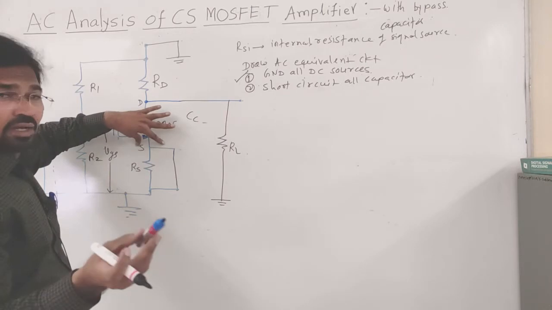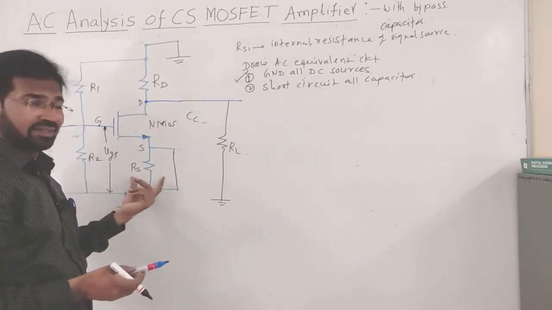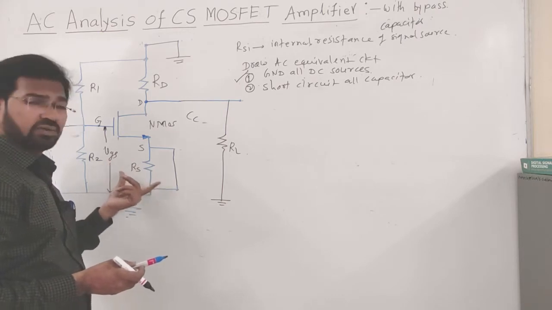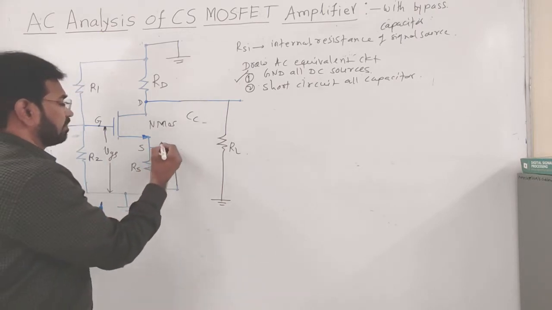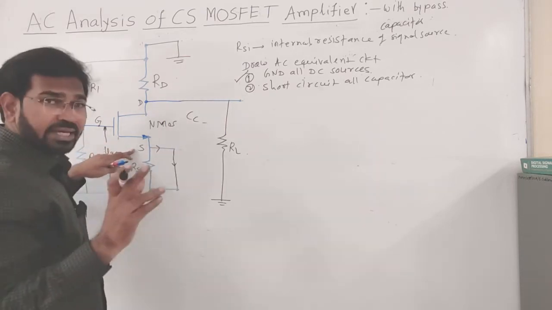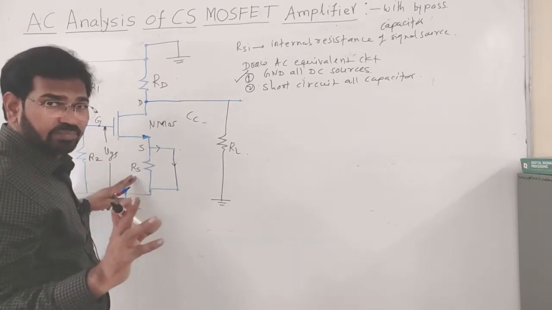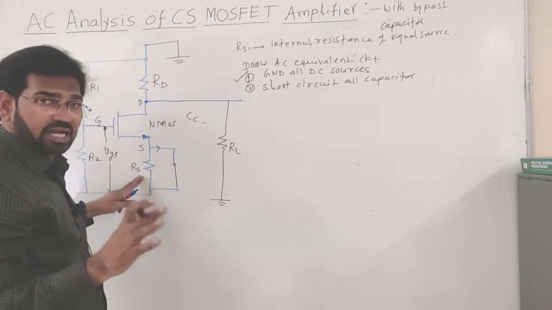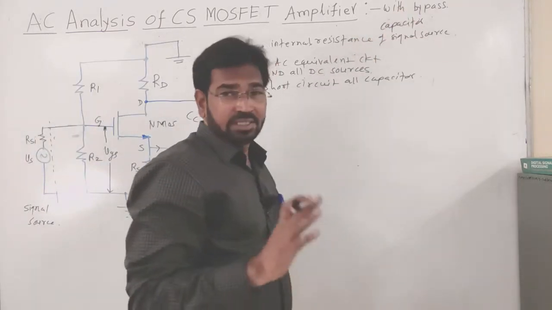Now, see, the point to remember is this RS. The effect of RS is going to vanish because of this capacitor. The AC current will pass through this, and there won't be any voltage drop across RS. IS into RS will be 0 because the effect of RS is negligible here. So, therefore, the heading is with bypass capacitor.